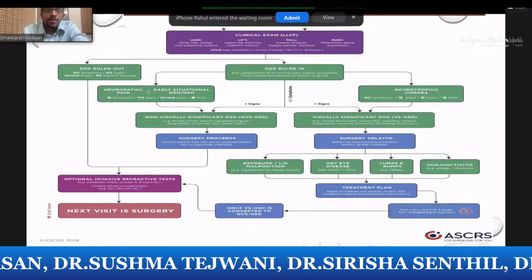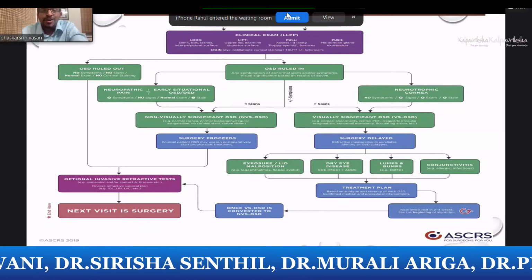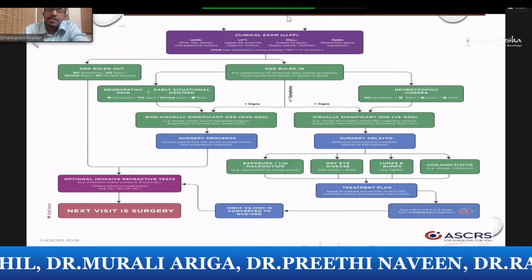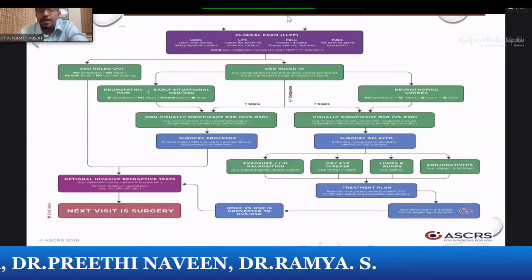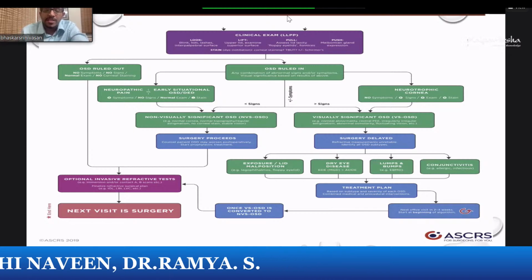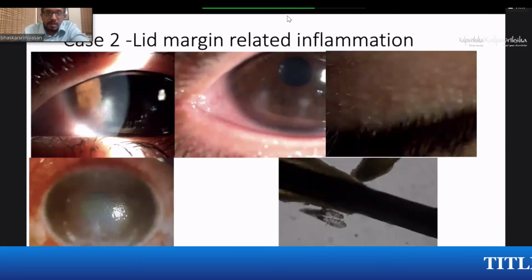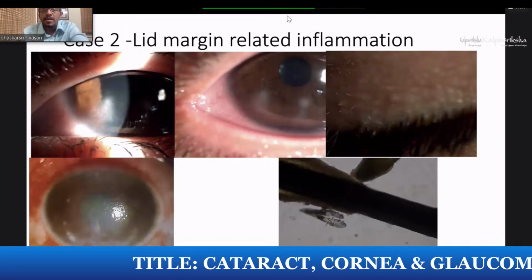These are important when you assess a patient before cataract surgery as far as OSD is concerned. They give you an algorithm, again similar to the DEWS2, where you're looking at symptom-sign mismatch. You're looking at whether it is visually significant ocular surface disease or not. If it's not visually significant, you could go ahead with the cataract surgery. But if it's visually significant ocular surface disease, you need to address the disease and then plan for cataract surgery.